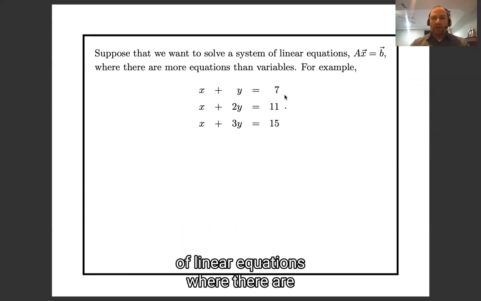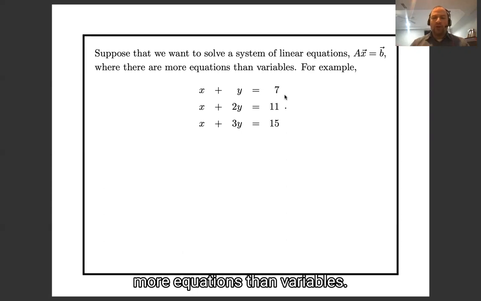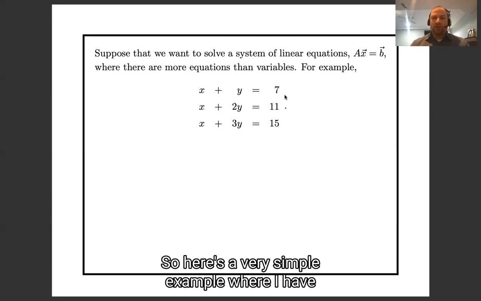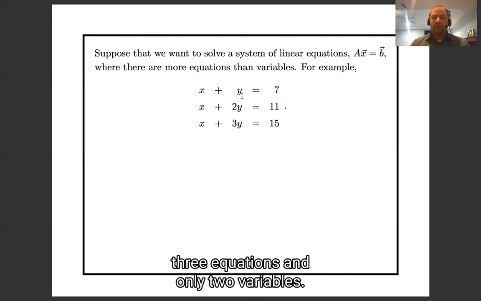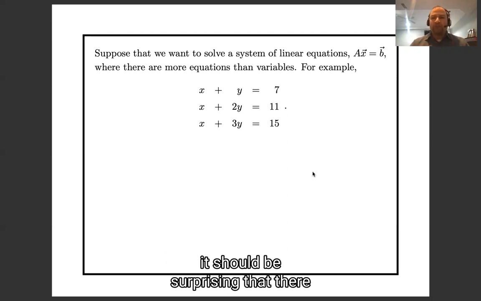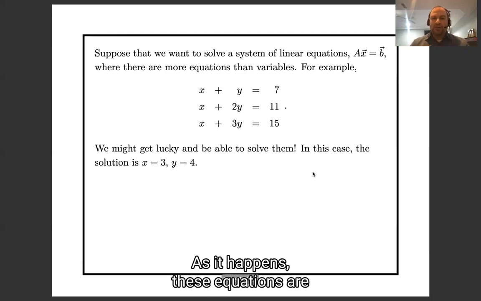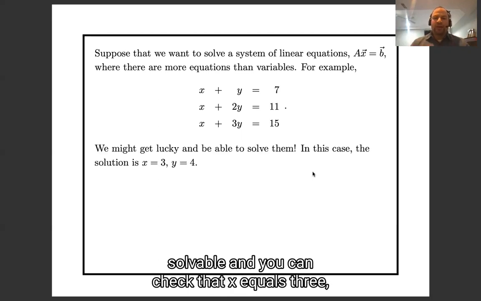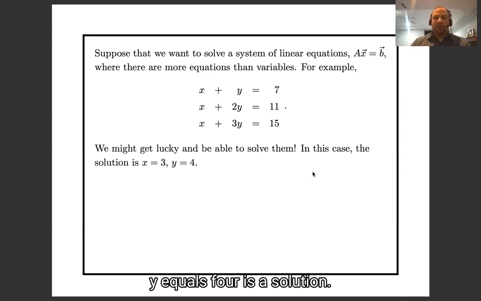a system of linear equations where there are more equations than variables. So here's a very simple example where I have 3 equations and only 2 variables. Now, 3 equations and 2 variables, it should be surprising that there would be a solution, but maybe there is. As it happens, these equations are solvable. You can check it: x equals 3, y equals 4 is the solution.